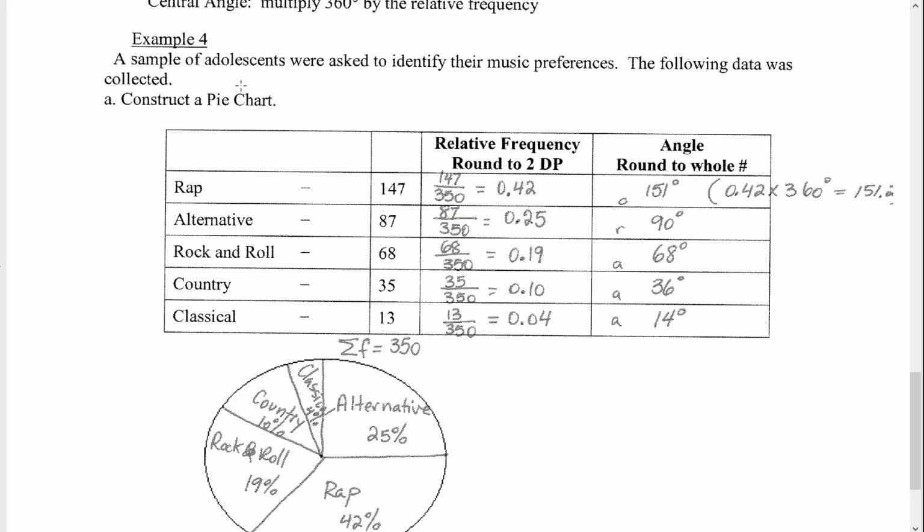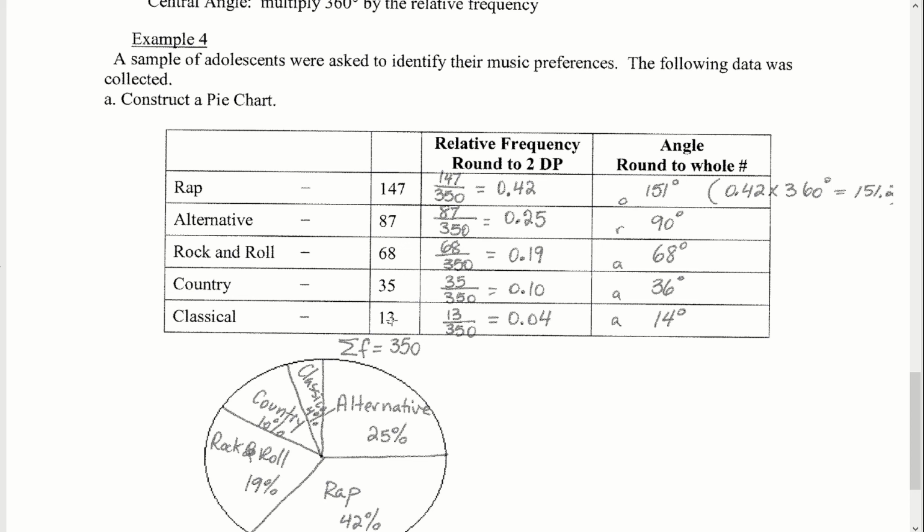For example, suppose we have a sample of adolescents that were asked to identify their music preferences. The following data was constructed. Let's see what we have. So we have rap, alternative, rock and roll, country, and classical. These were our 5 categories. 147 people preferred rap, 87 preferred alternative, 68 for rock and roll, all the way down to 13 for classical.